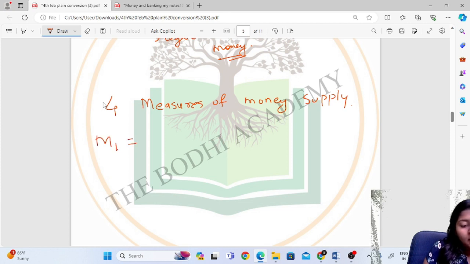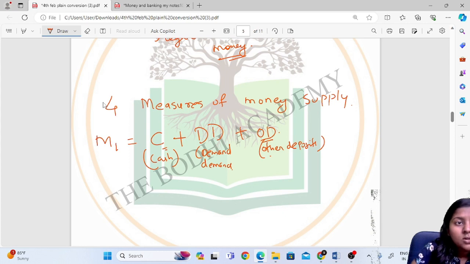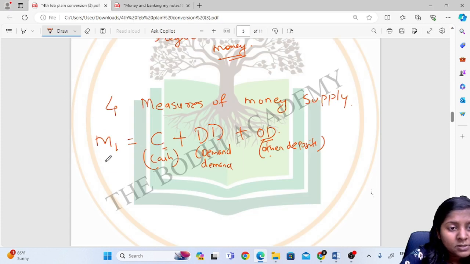First one is M1. M1 includes C plus D plus OD. C is cash, D is demand deposits, and OD is other deposits, which includes demand deposits of any public financial institutions like the Industrial Development Bank of India. So this we have to remember in case of M1.